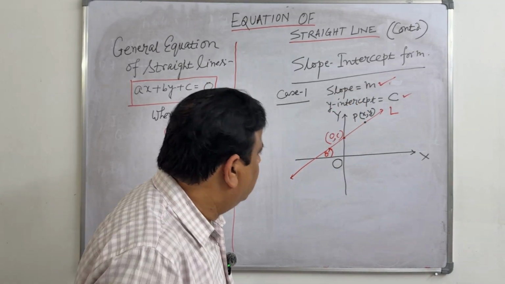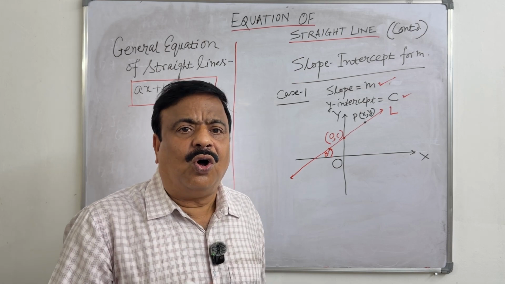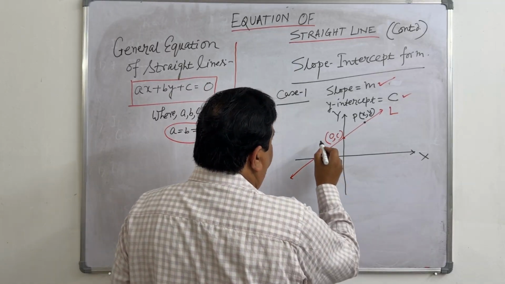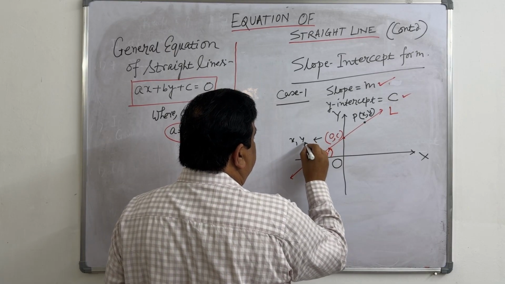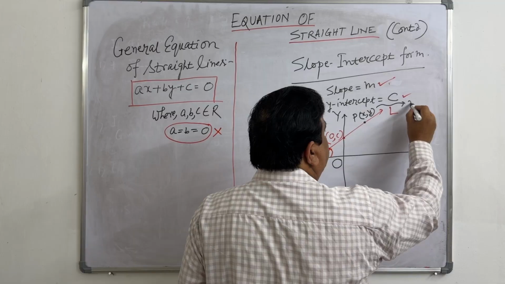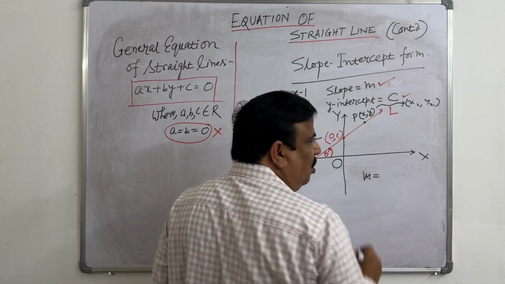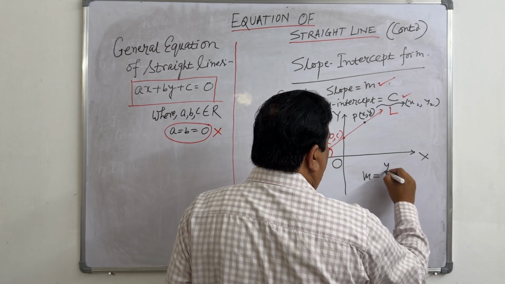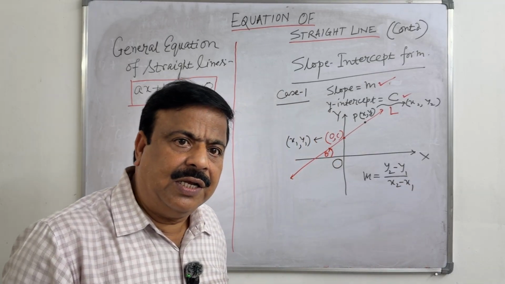In the previous session you learned how to find the slope of a line if it passes through two points. So say (0, c) is the point (x1, y1) and (x, y) is the point (x2, y2). According to the concept of finding the slope of a line, you know it is equal to (y2 minus y1) by (x2 minus x1). You have learnt it in the previous session.